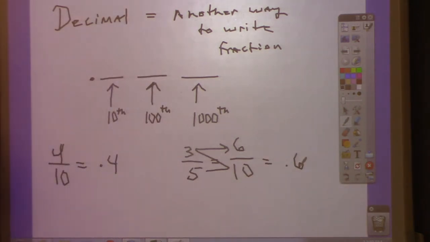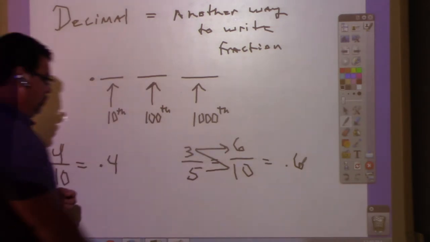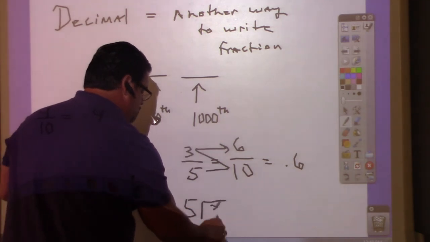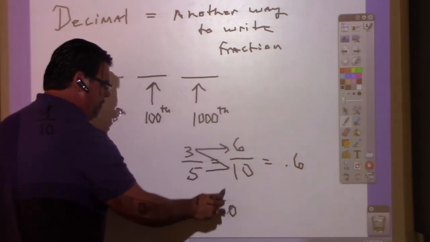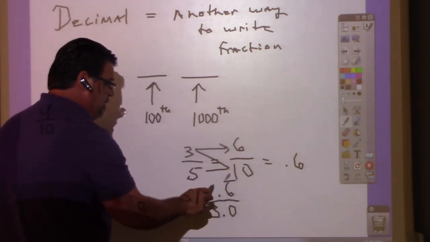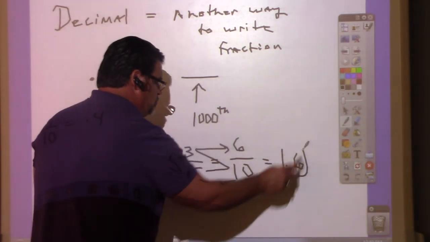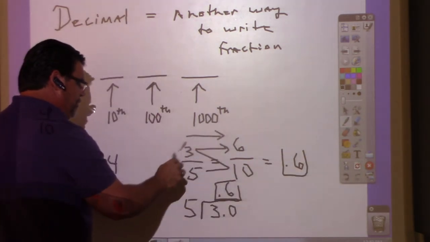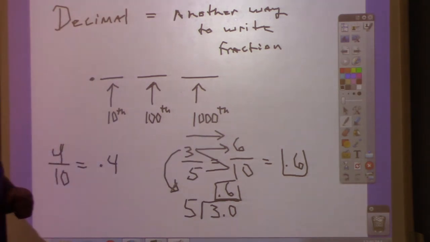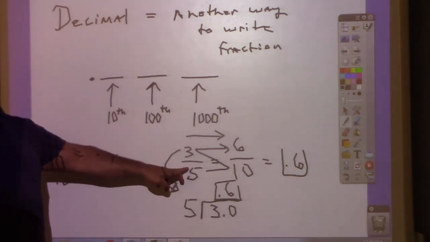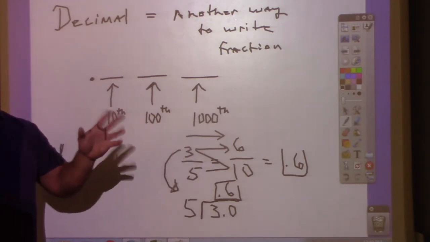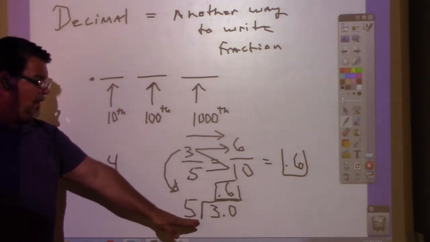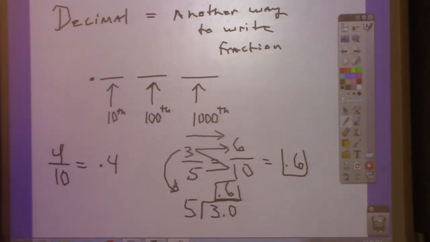Or you can do it the old mathematical way, just divide it. Divide 5 into 3. Well, 5 won't go into 3, so you add a 0 to it. And how many times will 5 go into 30? 6. It's a miracle. You got the same answer. So you can do it this way, or you can do it this way. Now, why can you not do it this way all the time? Because 3 won't go into 10. It will, but it will give you a decimal. So you have to rely on the division to change into a decimal.